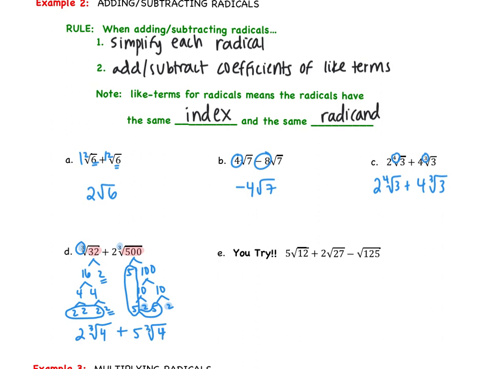Okay, I've simplified. Now I need to ask myself, are these like terms? Well, yes, they are. Yes, they are like terms. They both have an index of 3 and a radicand of 4. So adding these coefficients, I get 7 and the cube root of 4.